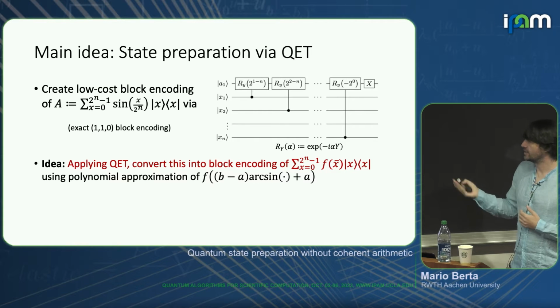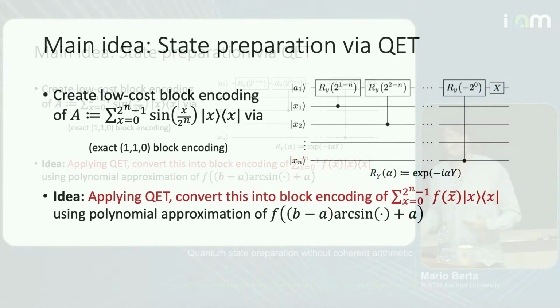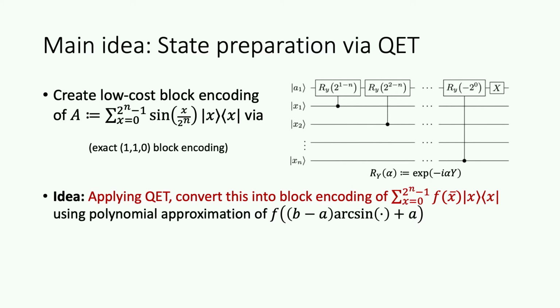And then comes the step where we apply this QET framework, right? So now we want to transform these amplitudes here, which are just weighted by the sine, to the ones we are actually interested in, which is the function f, right? So the QET framework will allow us to do this if we use a polynomial that approximates well, not our function itself, but some slightly transformed one, right? Since we want to go over this interval AB and not just over the interval around 0, we have to shift things a little bit, and then you have to do this kind of arcsine pre-processing.